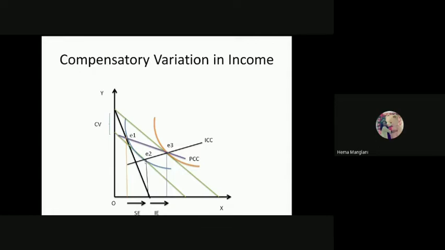Basically, the compensative variation is the adjustment in income that returns the consumer to the original utility after an economic change has occurred. Okay, so this is the economic change which has occurred, which is the change in the price line, and the prices are declining. And because prices are declining, the real income is increasing. So this change has occurred, and now from E3 the consumer has to come down.